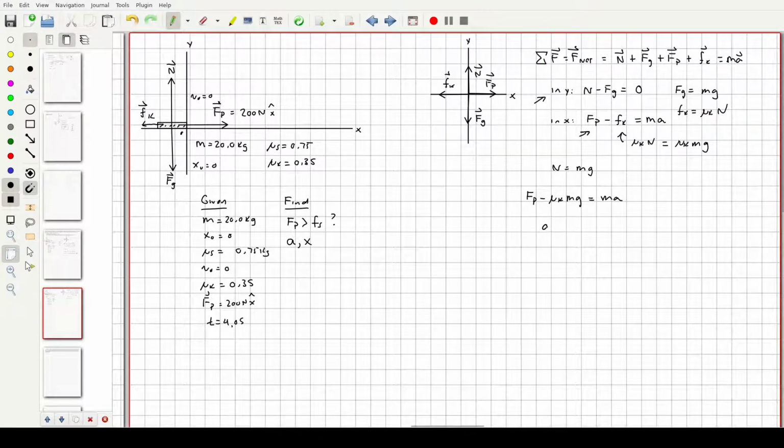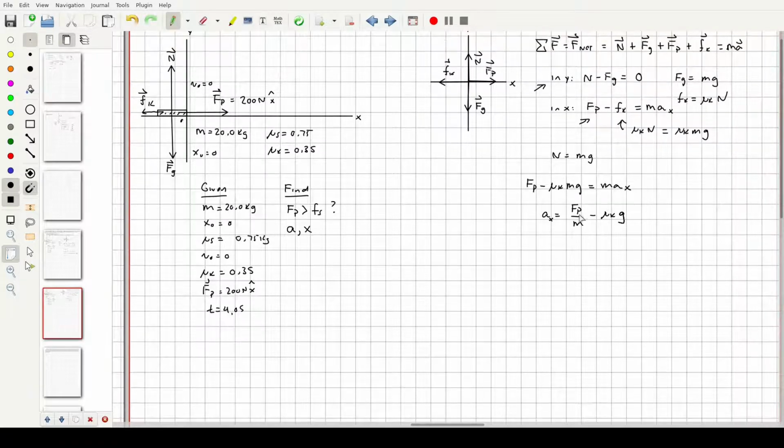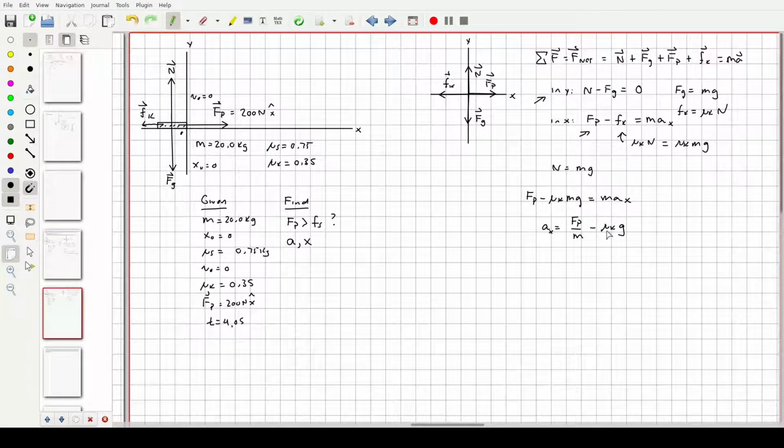So if I want to know what the acceleration is going to look like, and this is acceleration in the x direction, I should be specific about that, just to be clear. Okay. So if I look at the acceleration here in the x direction, if I divide both sides by the mass, what I end up with is F sub p over m minus mu sub k times g. This right here is going to be the equation for my acceleration. But it's constant, right? Because mu sub k is just a number, g is just a number, the push is a constant, the mass is a constant.